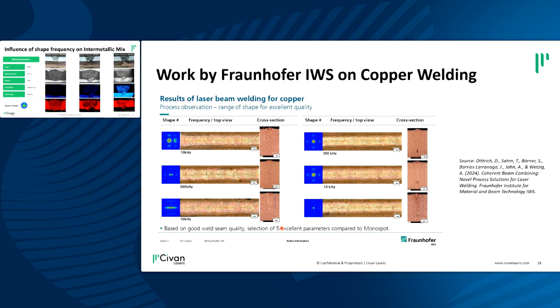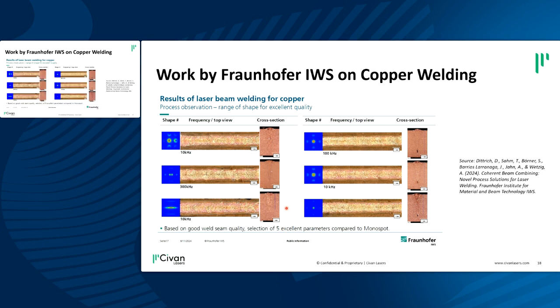What I show here is a slide from work that was published by Fraunhofer IWS, in Dresden, and they did intensive research on copper welding using the dynamic beam laser. So this is just one slide out of the lengthy work they did. And what I want to show here is that they tested many different beam shapes in many different frequencies for each set of beam shape and shape frequency.